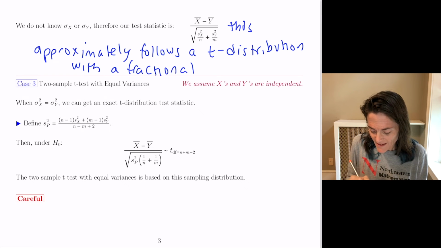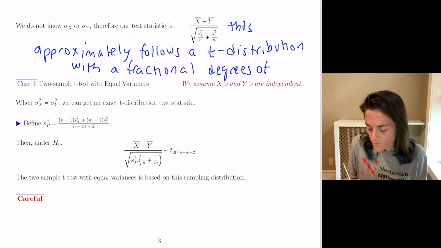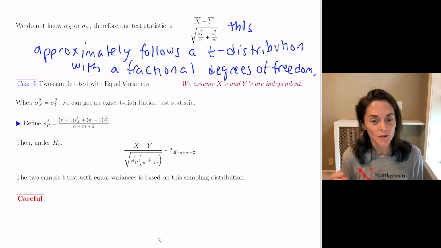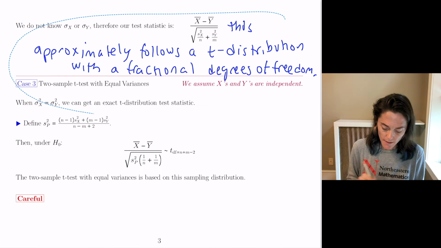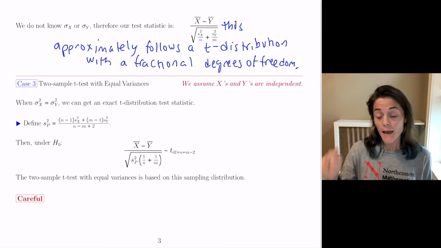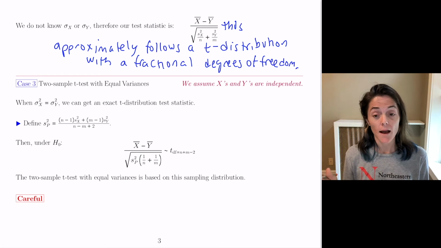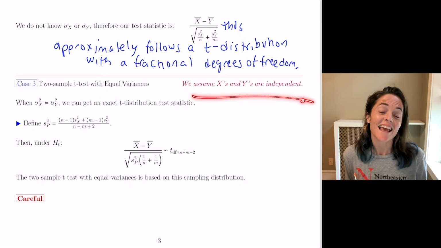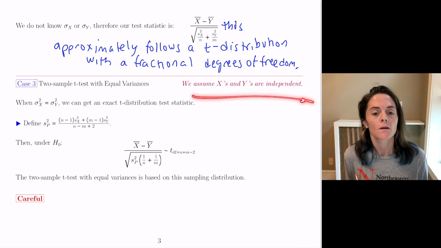Fractional degrees of freedom. Well, the good news is we have R to actually do our calculations. Okay, the third case: here n and m are not the same size. Unpaired. Once again, we have this assumption that the x's and the y's are independent.